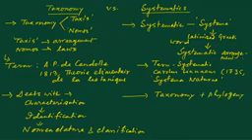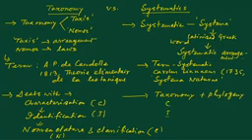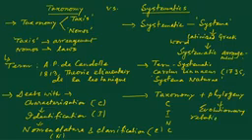Taxonomy deals with characterization, identification, nomenclature, and classification. And phylogeny deals with evolutionary relationship of an organism.